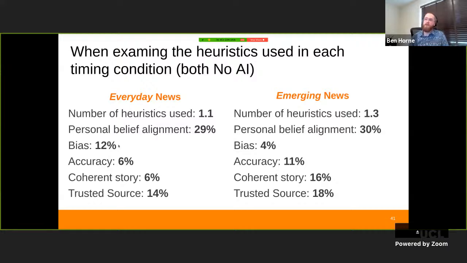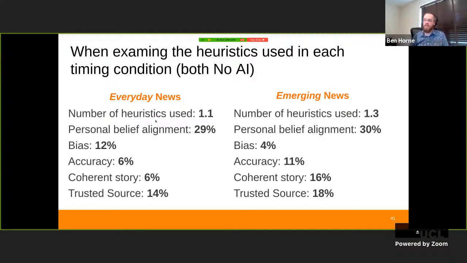So for example, we see a huge reduction in bias perception. It's very rare that when reading a COVID-19 article, the consumer said they perceived it to be biased. We see an increase in accuracy perception, right? When they're reading a COVID-19 article, they either perceive it to be factual or not. We also saw a huge increase in coherent stories, so saying, this makes sense to me, this is logical, thus I believe it. And then we see an increase in trusted source. So this is like, I don't know anything about COVID-19 right now, but it's from, say, NPR, so I trust the source.